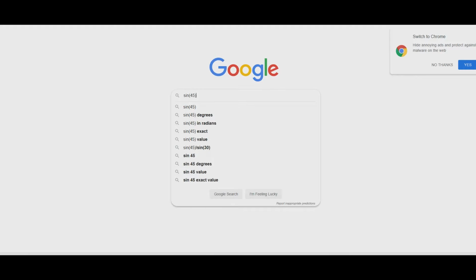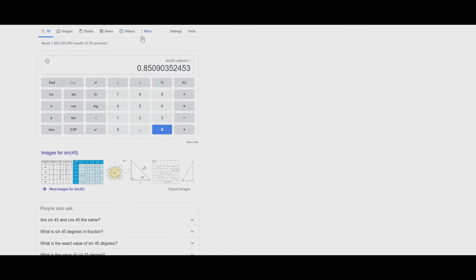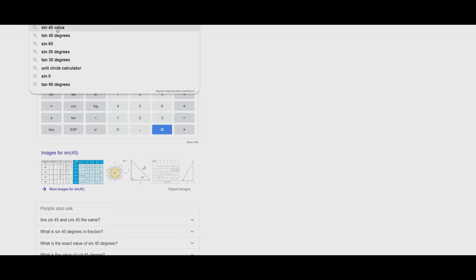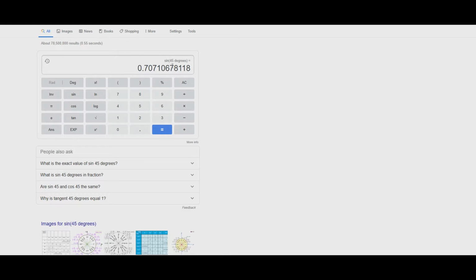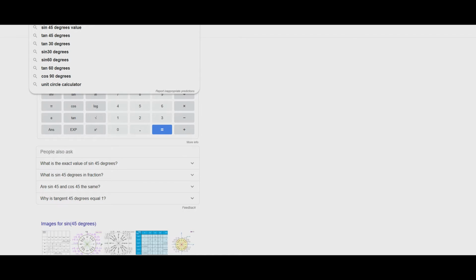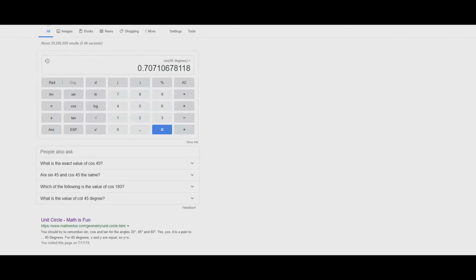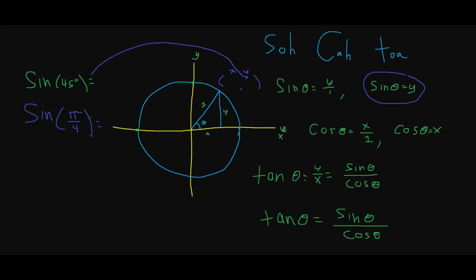So watch, if I go on Google and type sine of 45, let's change it to degrees. Sine of 45 degrees. Okay, here we go. Sine of 45 degrees is 0.707, and if we do cosine, we get 0.707, right? We get the same thing.